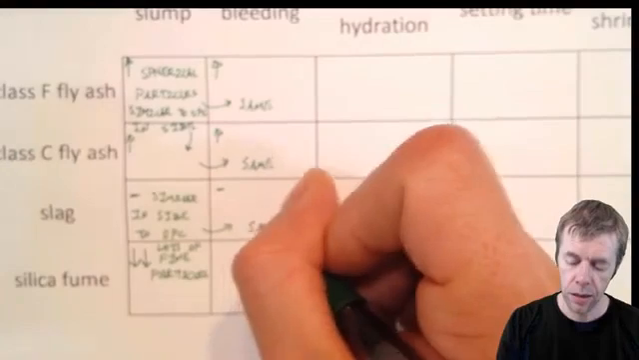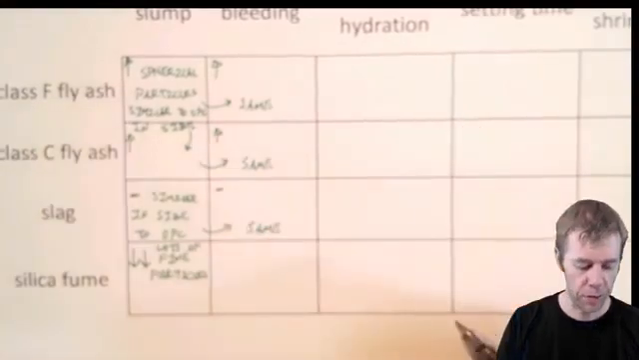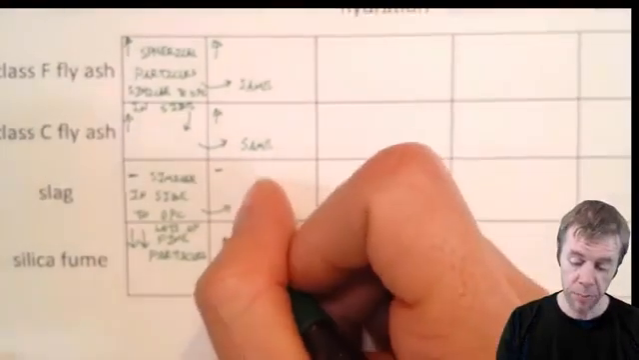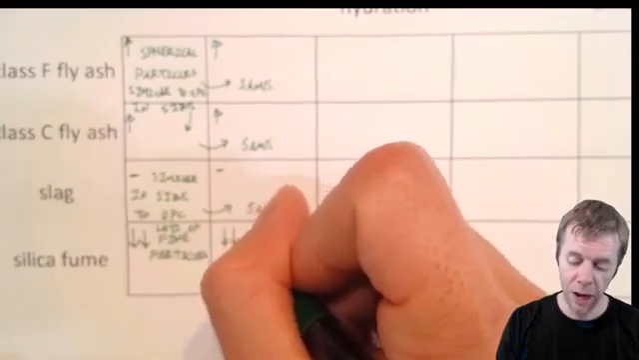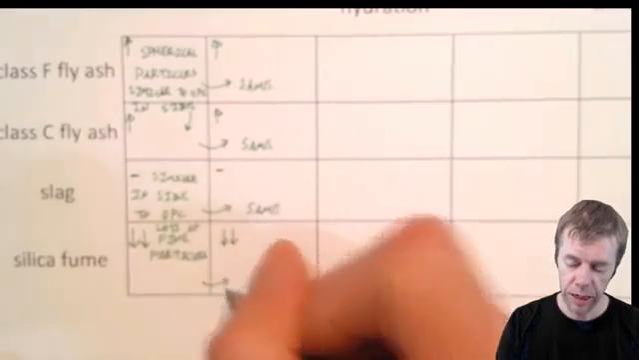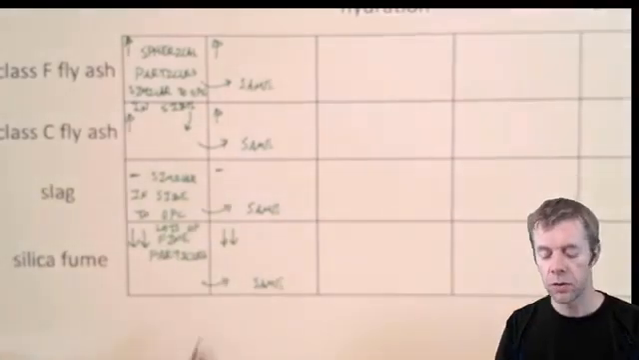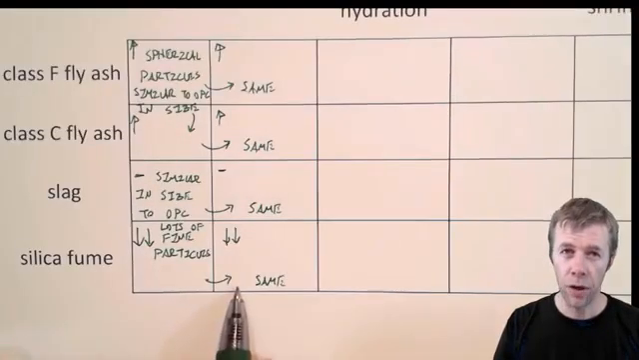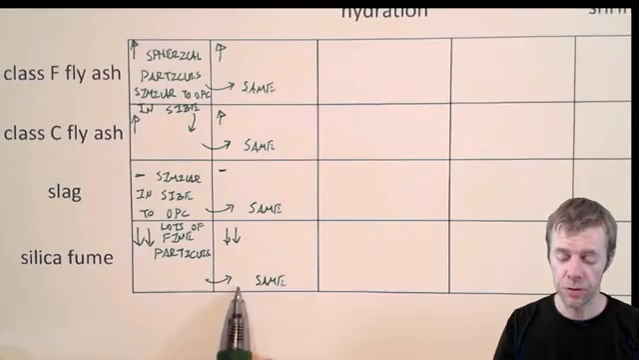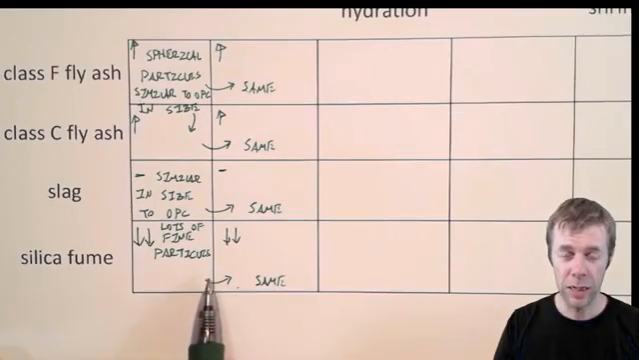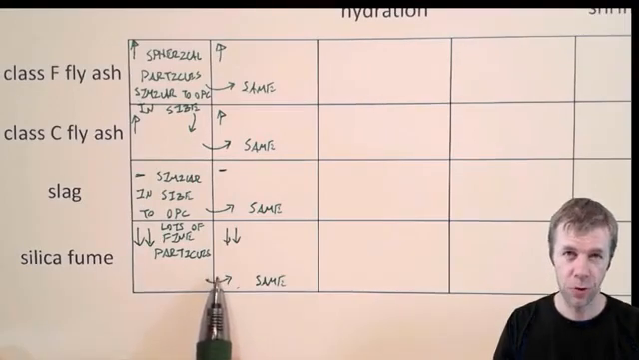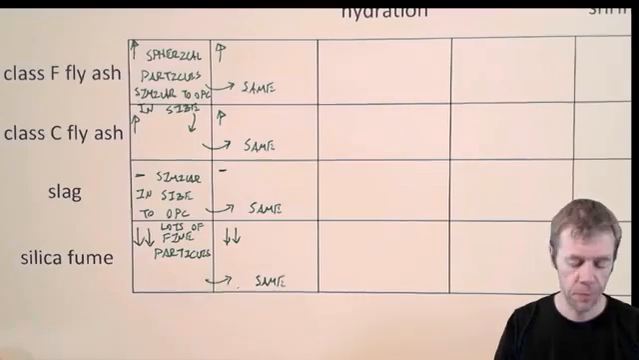Again, for the same reason. And then bleeding is going to go way, way down on silica fume. And again, it's for the same reason. So this water, instead of being able to come up to the surface, it's going to be absorbed on these itty bitty small particles. So it's not going to bleed as much.